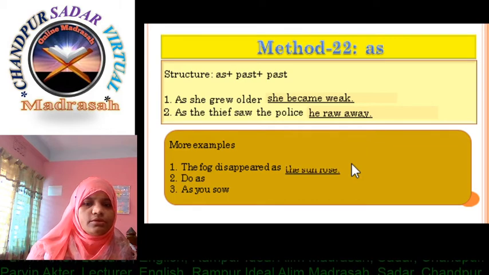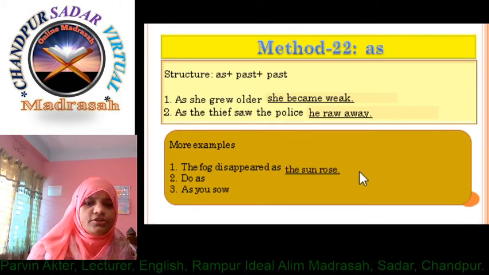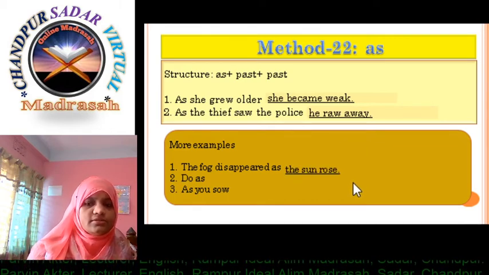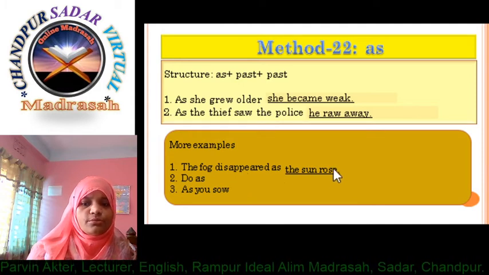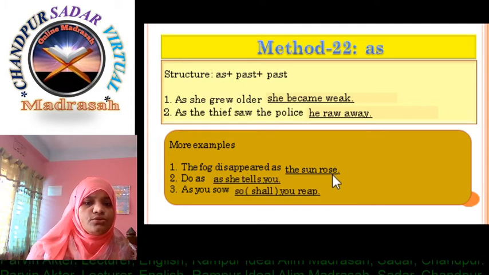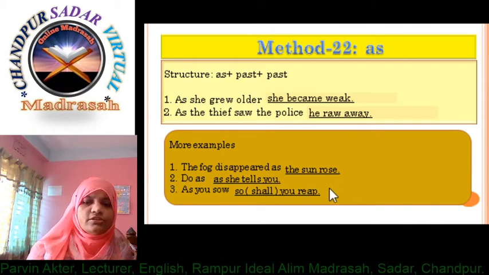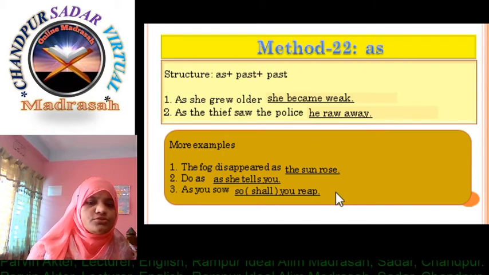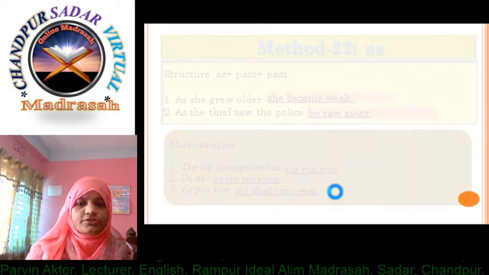These are extra examples. The fog disappears as the sun rose. So verb 2, verb 2. Do as she tells you. As you sow, so you reap. More examples.